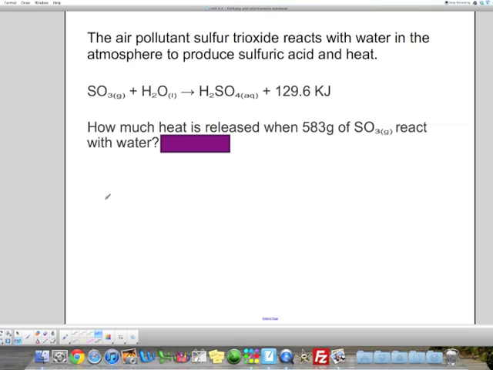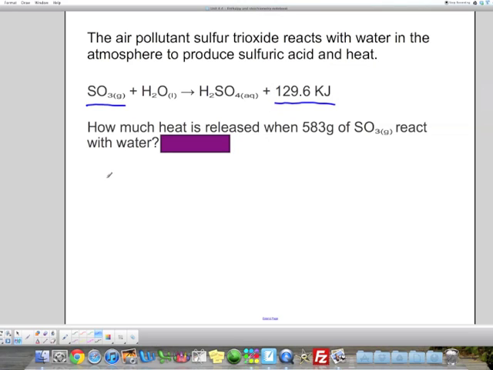The air pollutant sulfur trioxide reacts with water in the atmosphere to produce sulfuric acid and heat. So we have the reaction over here, and we see that this reaction releases 129.6 kilojoules because it's on the product side. How much heat is released when 583 grams of SO3 react with water? So in this particular reaction, we have 1 mole of SO3 when it reacts with the proper amount of H2O, which is 1 mole, releases 1 mole of H2SO4 along with this amount of energy. So what I'm really interested in is this substance and the amount of energy involved in the reaction.